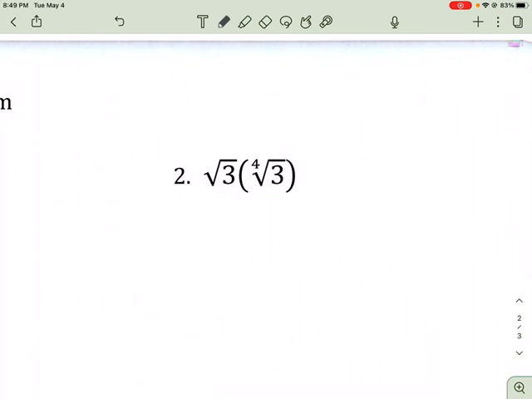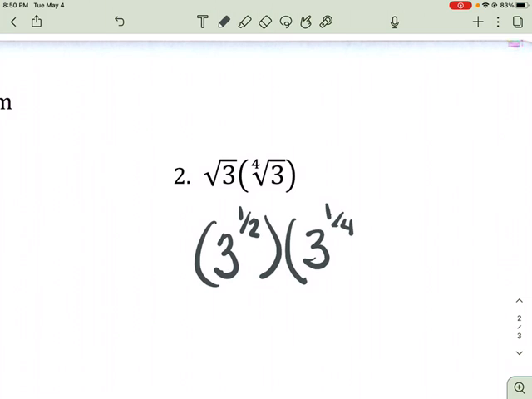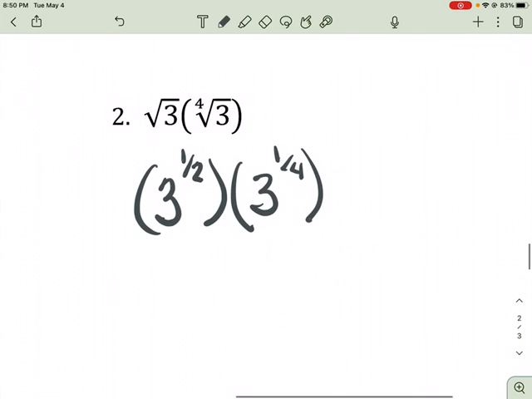All right, the square root of 3 times the fourth root of 3. Normally we wouldn't be able to do that. So the square root of 3 is 3 to the 1/2, times 3 to the 1/4. Now we're multiplying bases, which means we're going to need to add our exponents. So that means 3 to the 1/2 plus 1/4.